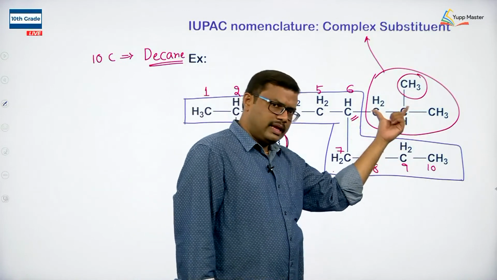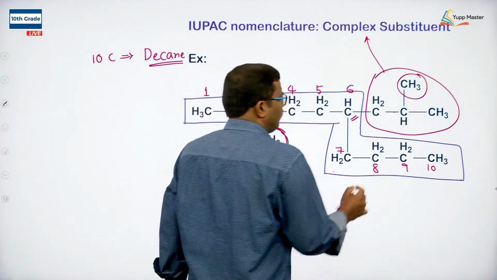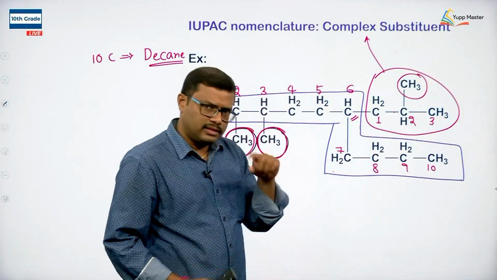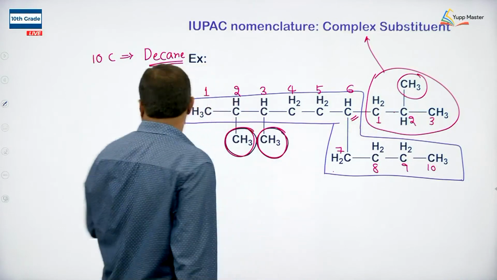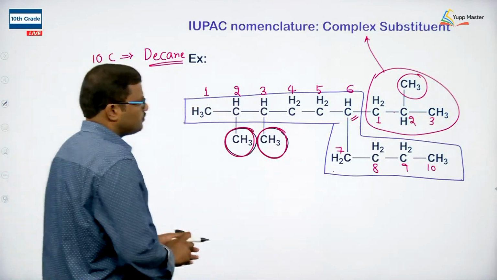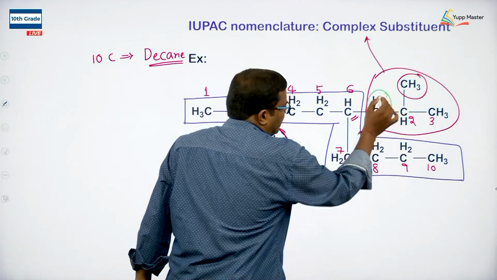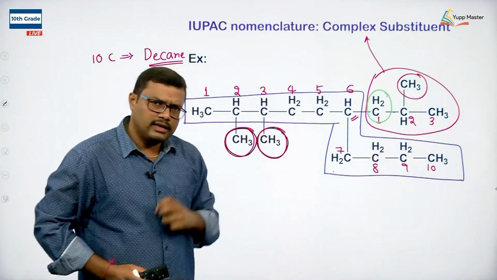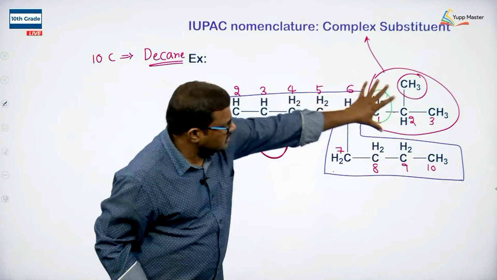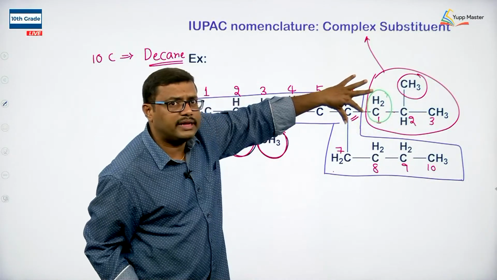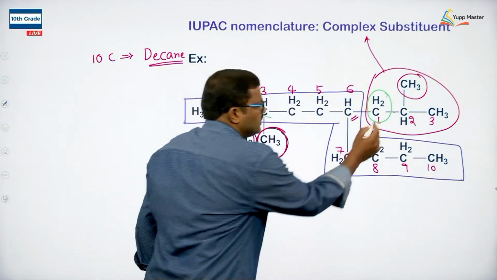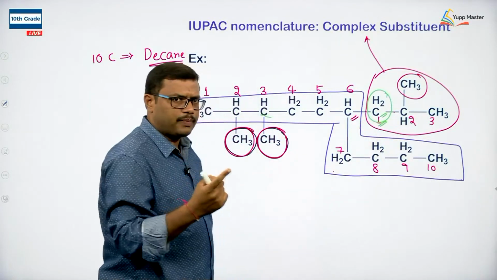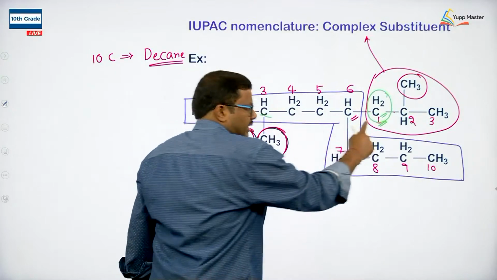So the name of this substituent can be given by numbering this chain again. So I have to number the chain in such a way that the directly attached carbon. In this case, this carbon is the directly attached carbon to the parent chain. We have selected this as the parent chain which has 10 carbon atoms. So to the parent chain the substitution is attached. So this is the carbon which is directly attached to the parent chain. So it should be given number 1. So that carbon should be given number 1 and then number 2, number 3.